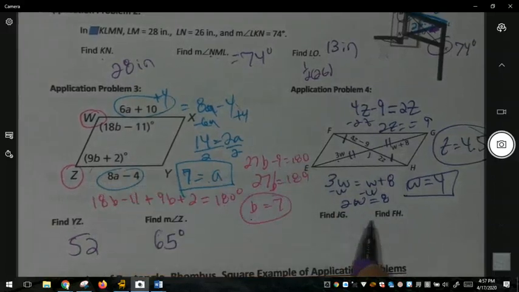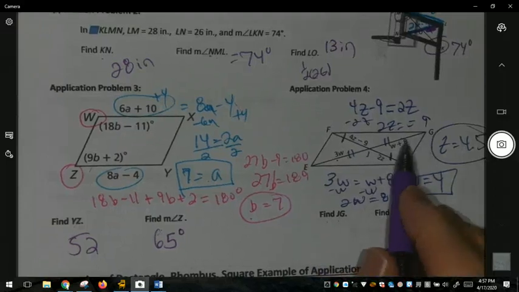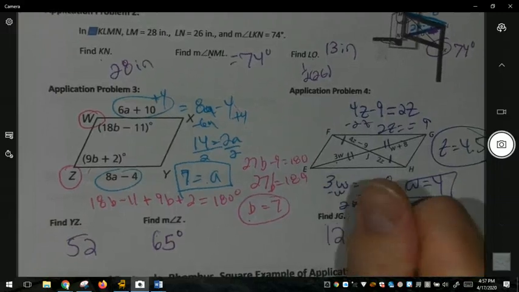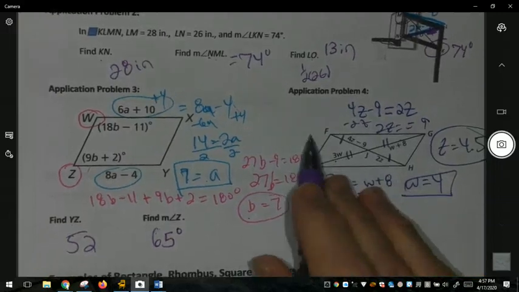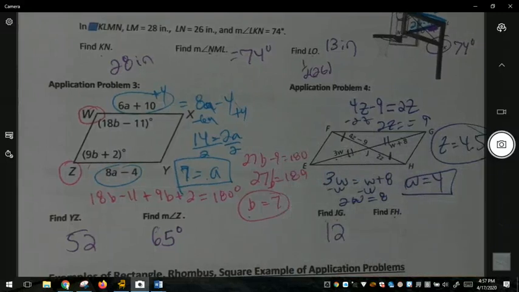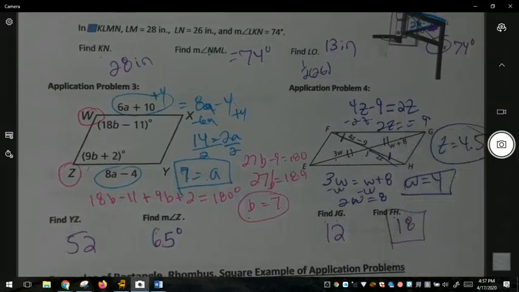Then we have, on this one, finding GJ, or JG, w plus 8. W is 4. 4 plus 8 is 12. Finding FH. FH is the full length, so we're going to plug in z. 4 times 4.5 minus 9 is 9. 2 times 4.5 is 9, so each of those is 9. This is a total length of 18.